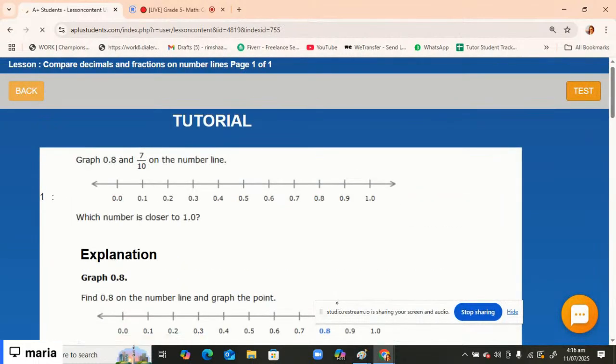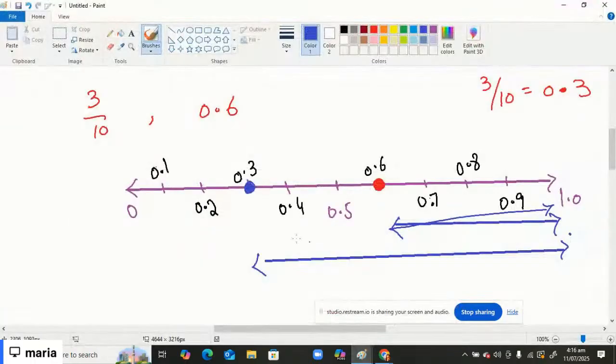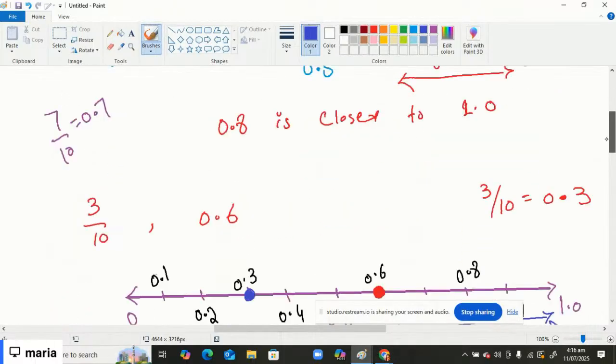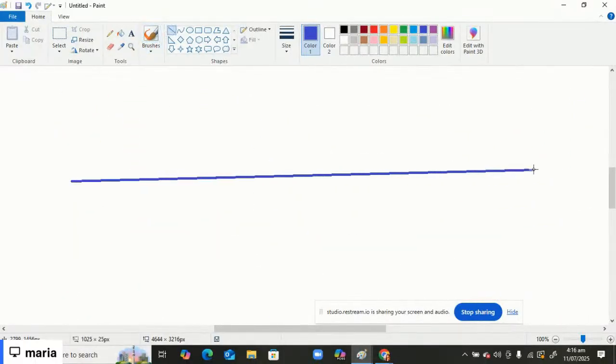Okay, now let's discuss one or two test questions. Graph 0.1 and 6 by 10 on the number line, and which number is closer to 0.0? Okay, now which number is closer to 0.0? Here is the number line that we are going to draw. Let's draw a very clear number line.